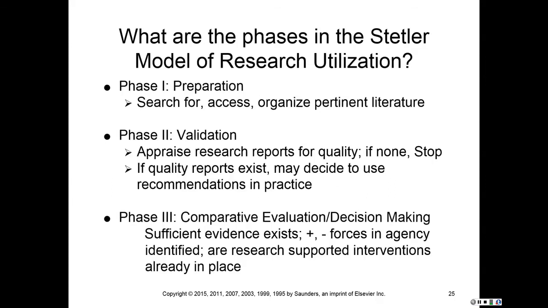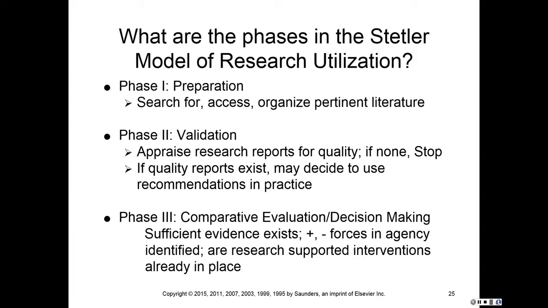What are the phases in the Stetler model of research utilization? There are 5 phases. Phase 1 is preparation phase. And this is where the researcher will search for, access, and organize pertinent literature.